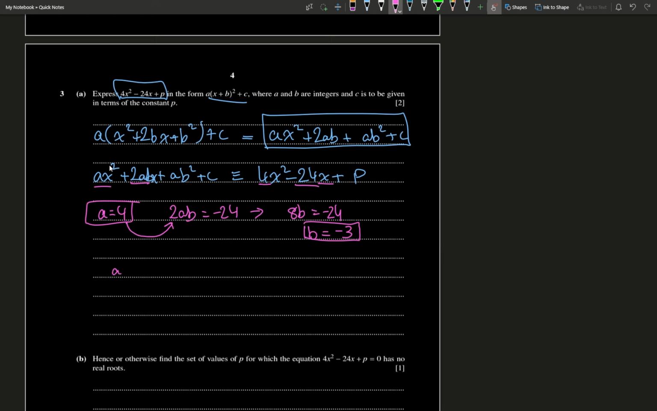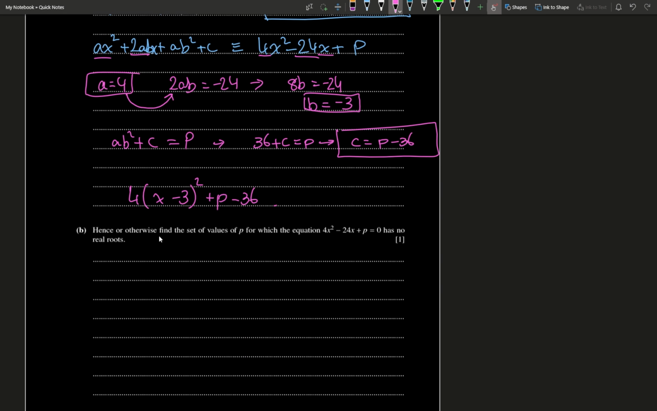عندنا constants in the left hand side, ab square plus c is equal to the constant in the right hand side اللي هي p. Already عارفين a and b. a times b square اللي هي 4 times negative 3 square اللي هي 36, plus c is equal to p. Therefore c is equal to p minus 36. بس كده ماشي. فانت برضو ممكن تكتب كده في الآخر 4 times x minus 3 squared plus p minus 36. بس كده.